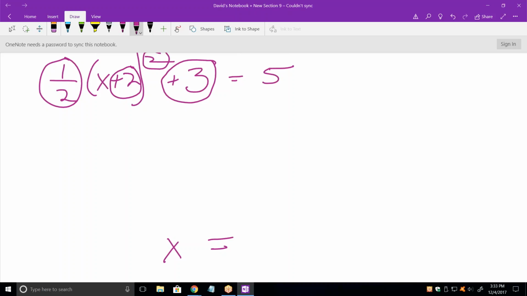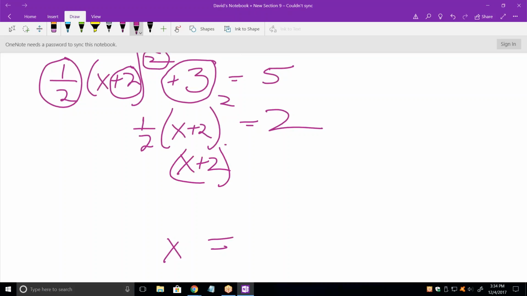Subtract 3. Okay, so now we have this. Tell me what you're doing and then give me the next line. So how about multiply both sides by 2? Okay, what's the next line? That's correct. x plus 2 squared equals 4.